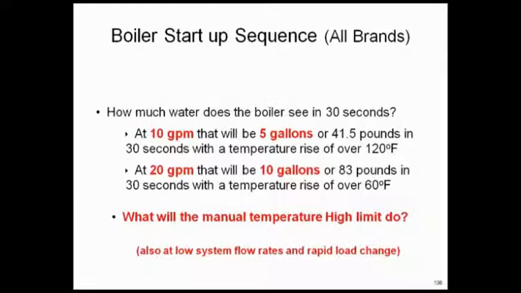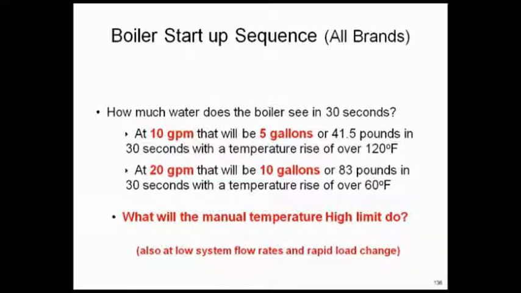How much water does that boiler see if there's no volume in it to begin with in 30 seconds? With a 10 GPM, it will see how many gallons? 5. Right, think about that. So you're telling me at 10 gallons per minute, it would only see 5 gallons of water, and I'm putting 5,000 BTUs in 5 gallons of water? What's my temperature rise going to be in 30 seconds? Would you believe 120 degrees?